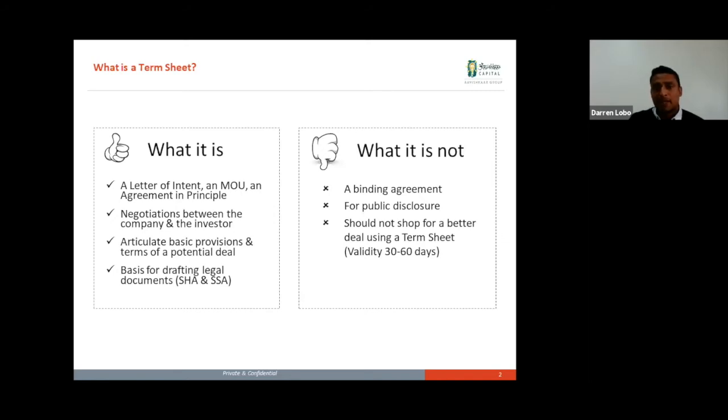But in general, it ranges from 30 to 60 days, right? This is also a negotiation point. Almost everything in the term sheet is up for negotiation, and this is also up for negotiation. But as I said, in general, it ranges from 30 to 60 days.